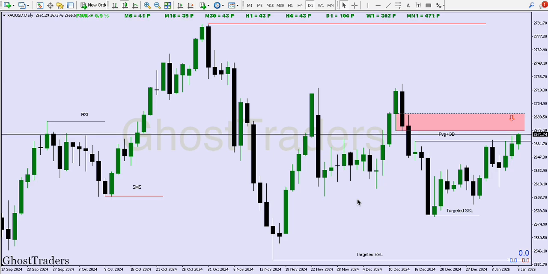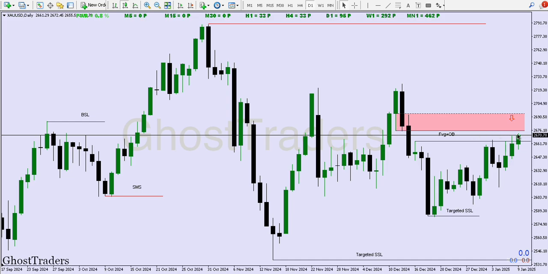Hello guys, this is what we have here. We have our gold daily chart here. So you can see prices at this level of our fair value gap here. And you can see that this fair value gap is lining up with our order block here.